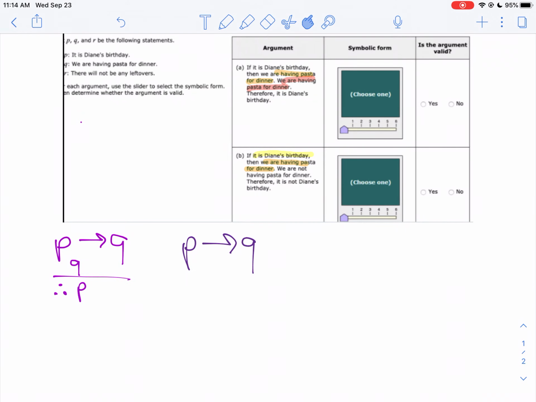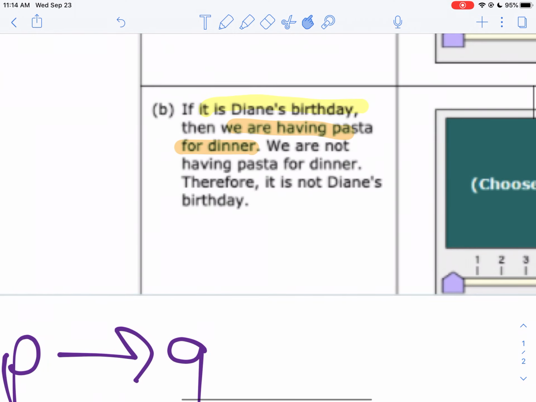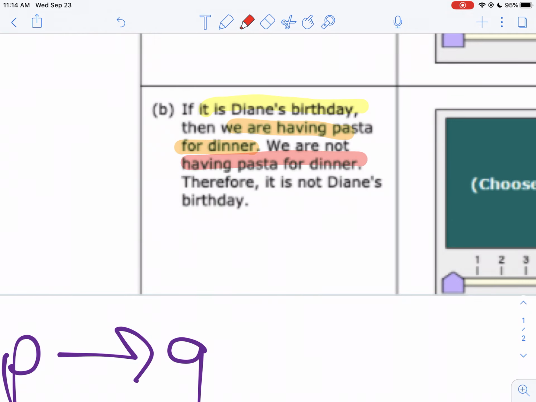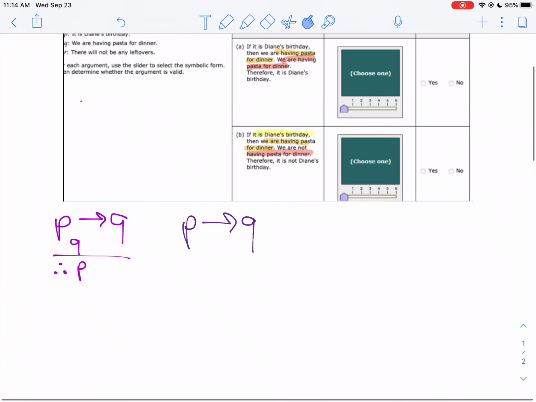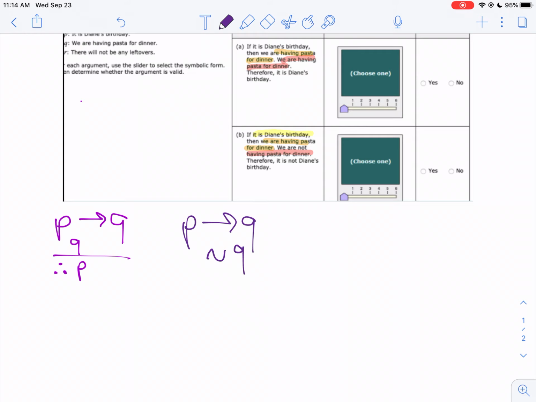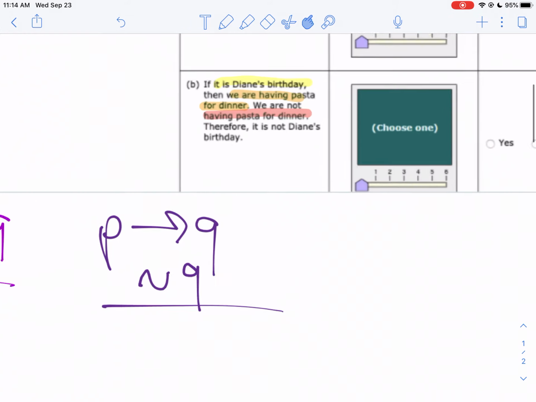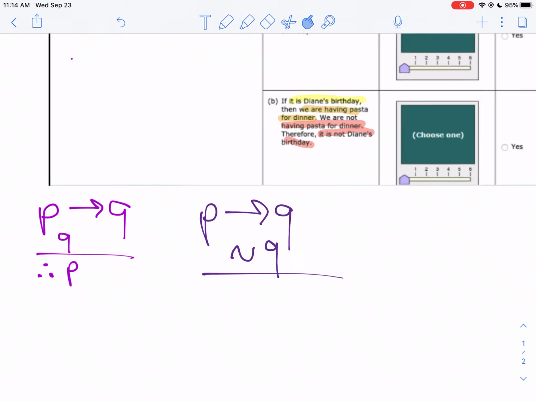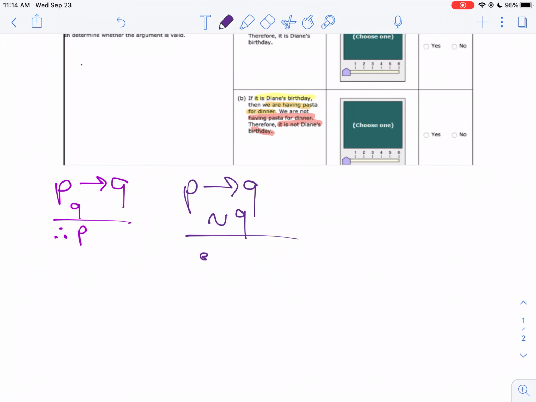It's the second line that's different this time. We're not having pasta for dinner, okay? So we're going to put the tilde in front of that like we did from the seminar. So that's going to be not Q. Implies, or therefore, it is not Diane's birthday. So that's going to be not P. Therefore, not P. That's how you just slide over until you find the ones that match that.